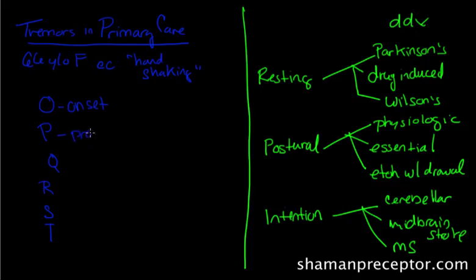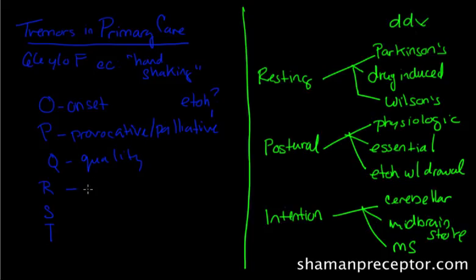P is obviously provocative or palliative. And I'm really interested when I ask this question, does alcohol help? If it does, that's much more consistent with essential tremor or alcohol withdrawal. Quality, this is just asking the patient to characterize the tremor in their own words.